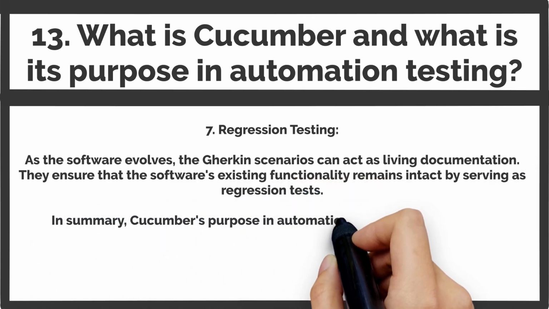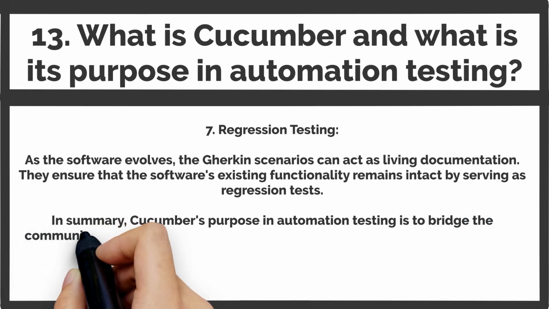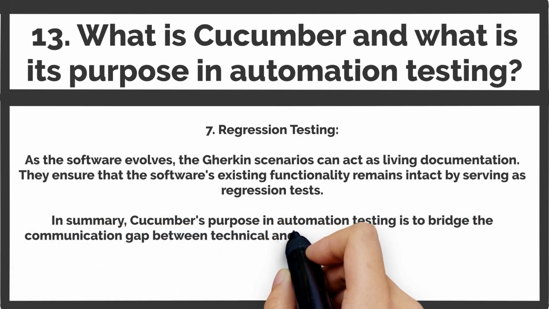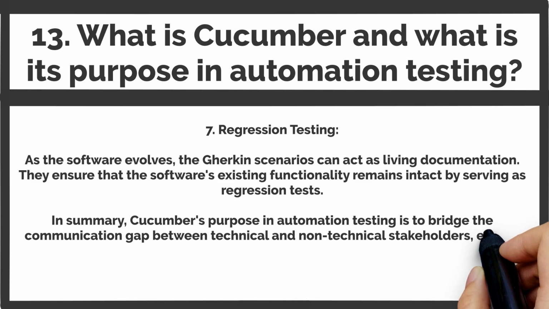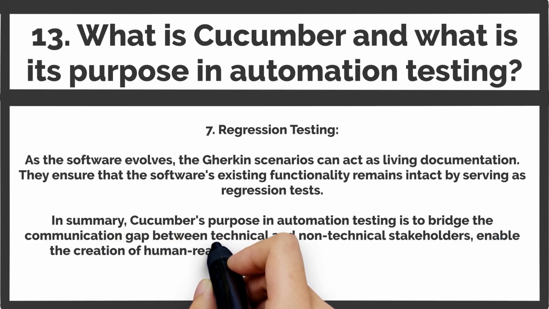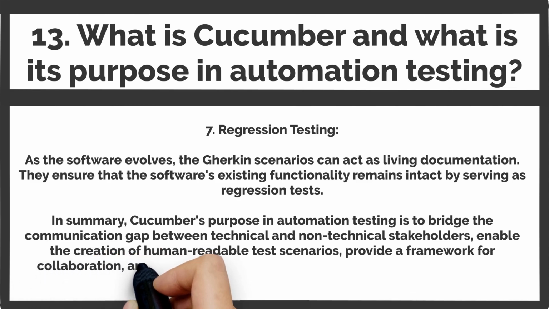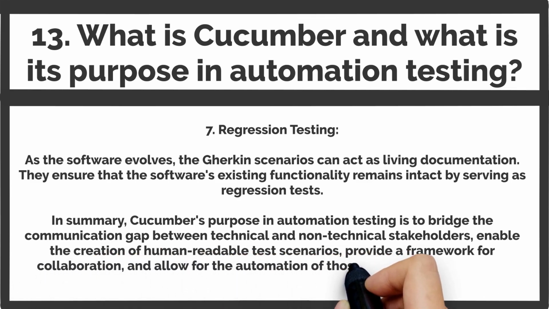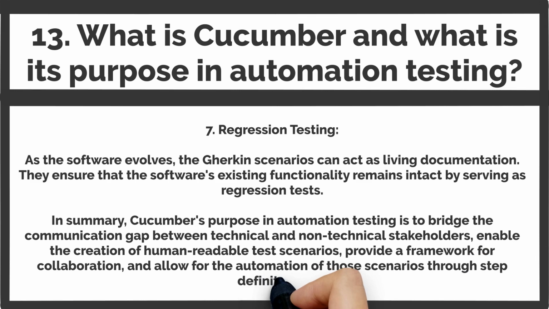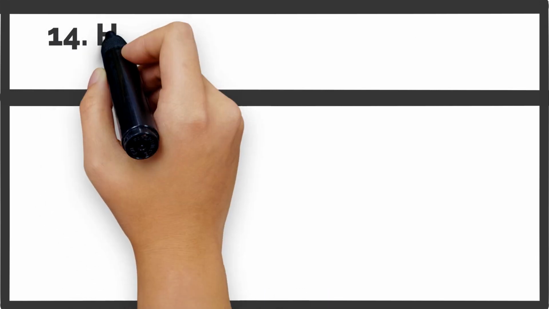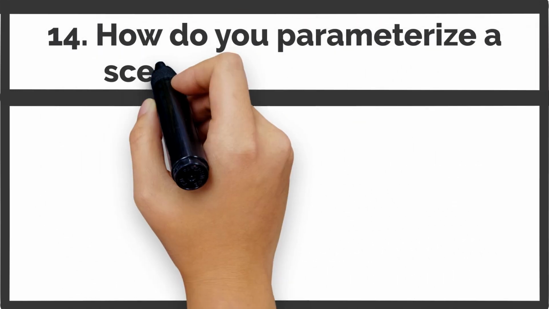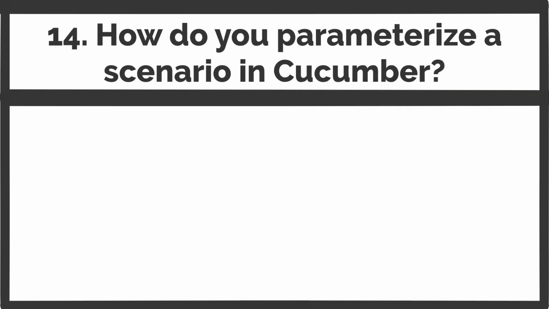In summary, Cucumber's purpose in automation testing is to bridge the communication gap between technical and non-technical stakeholders, enable the creation of human-readable test scenarios, provide a framework for collaboration, and allow for the automation of those scenarios through step definitions. 14. How do you parameterize a scenario in Cucumber?